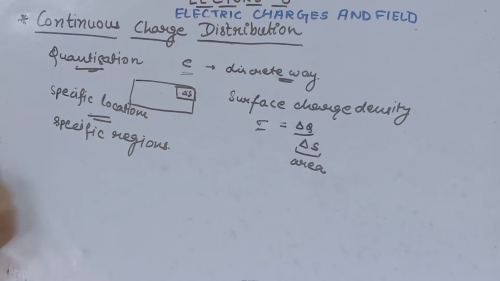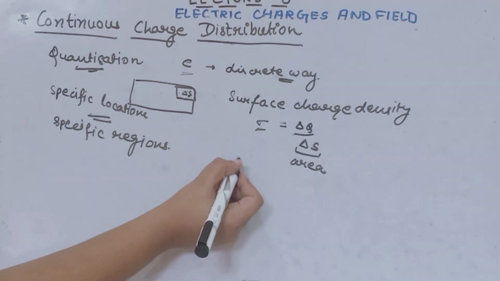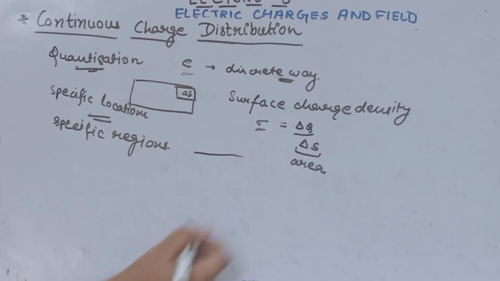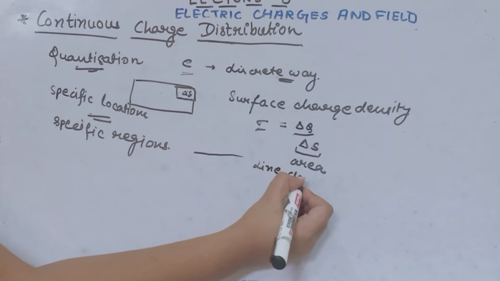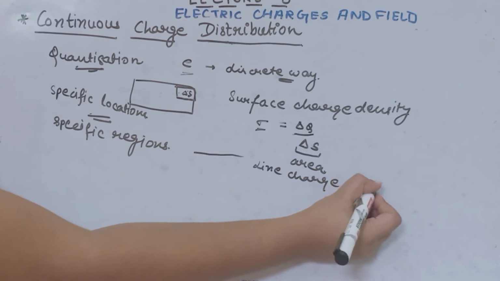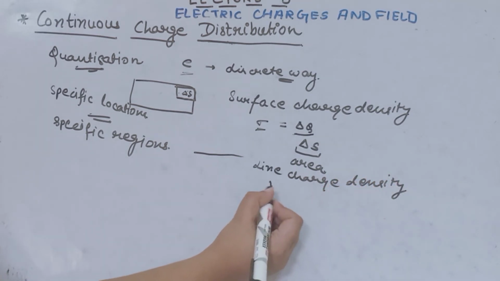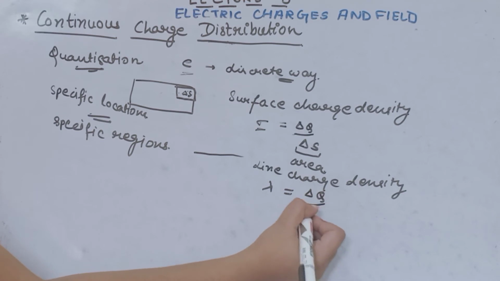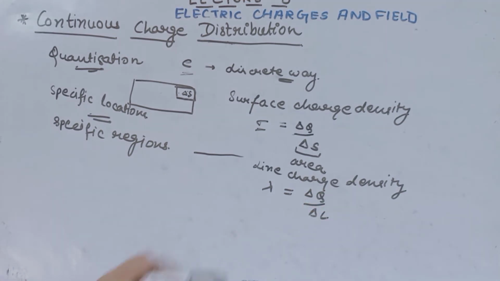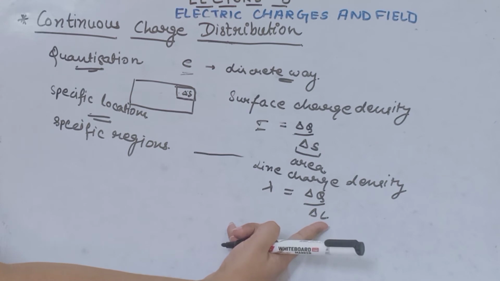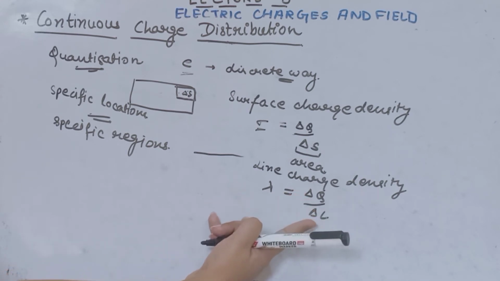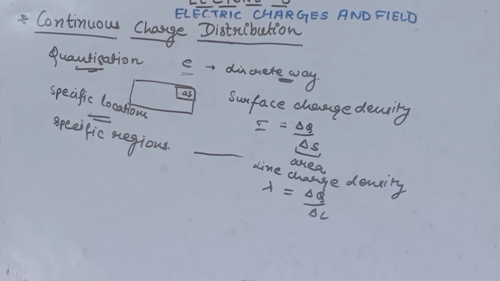Fine. Similarly, if we have charge distributed on a line, then we define line charge density, that is given by lambda, and that is equal to delta Q upon delta L. This is the length which we have chosen, and this is the charge contained in this length segment. Fine. And lambda is the line charge density, or we call it linear charge density. Next is the volume charge density.